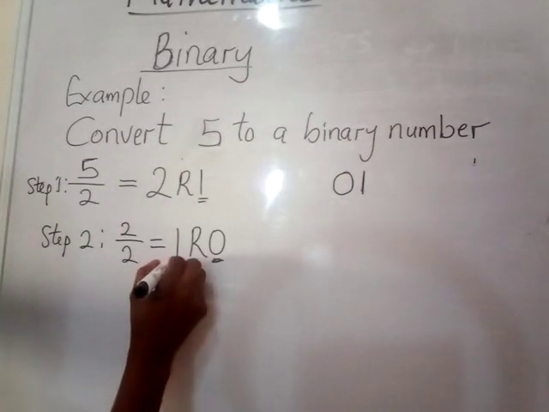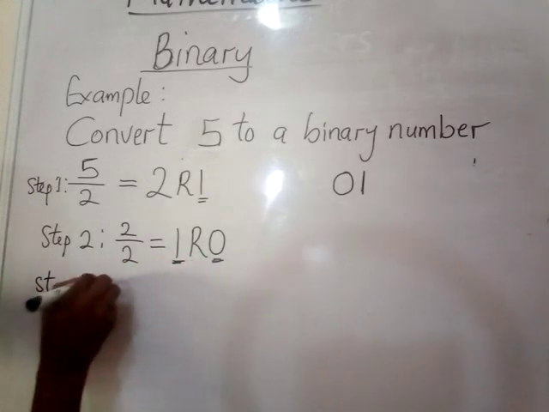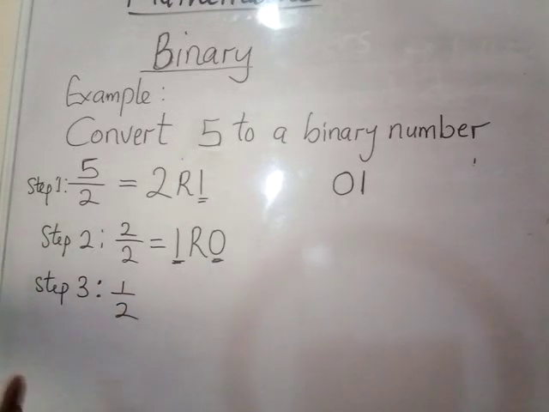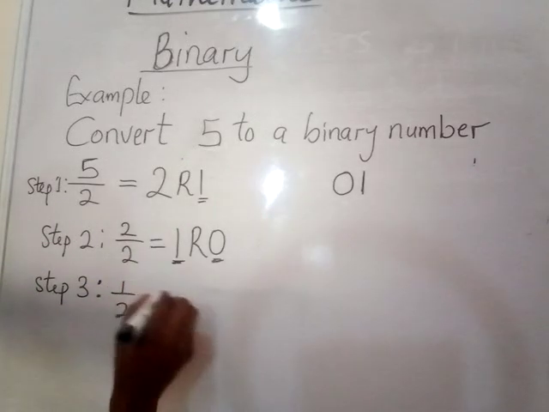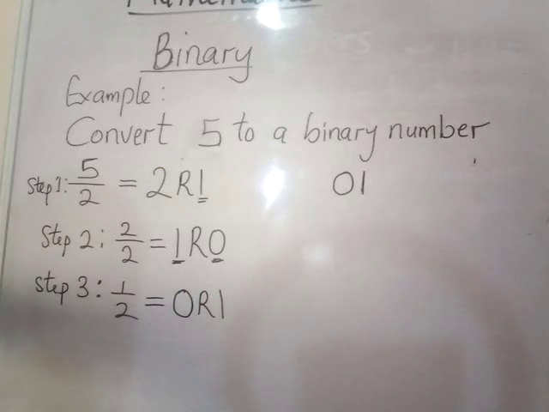Now you have one more number, so we just say step 3 is 1 divided by 2. Remember you're constantly dividing by 2. So 1 divided by 2 is, 2 can't divide 1, so we say it is 0, remainder 1. So that gives us 1.